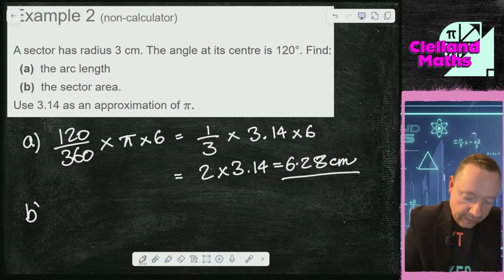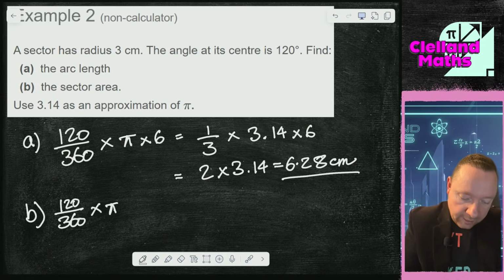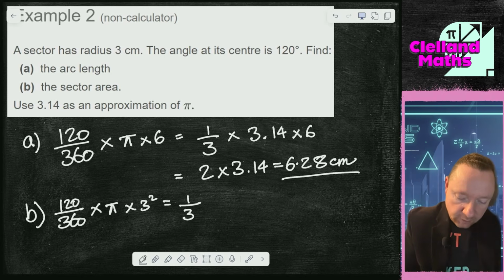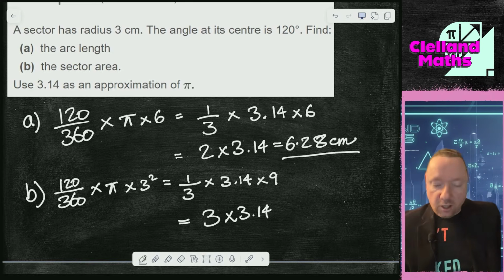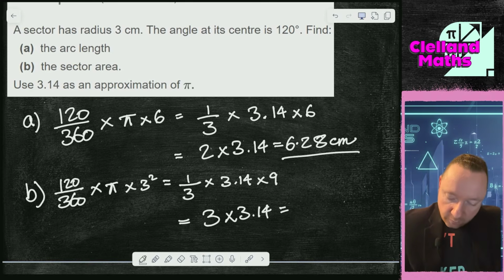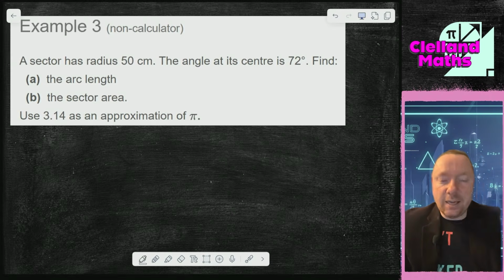Let's do the same for the area part. 120 over 360 times pi times r squared, 3 squared. 120 over 360 becomes a third, times 3.14 times 3 threes, which is 9. A third of 9 is 3, so 3 times 3.14. I'm leaving the 3.14 to the end again because it's the hardest to deal with. 3 times 3.14: 3 fours is 12, 3 ones is 3, plus 1 is 4, and 3 threes is 9, so 9.42 centimetres squared. And we're done there.